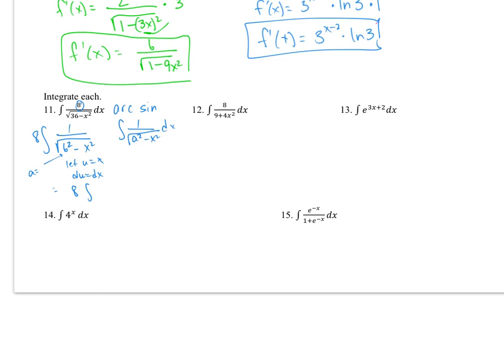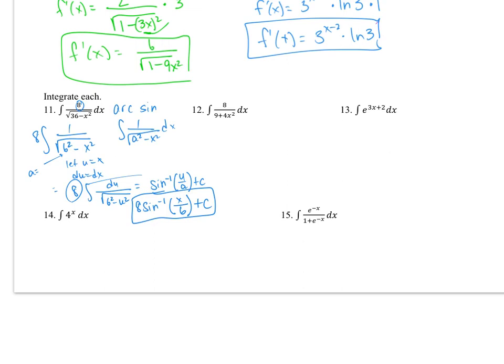8 times the integral of, we're going to substitute that dx to be du. We're going to make this our 6 squared minus the u squared. And this ends up being the arc sine, so the inverse sine, of u over a plus c. So this answer is u, which is x, over a, which we called 6, plus c. And don't forget we had this 8 on the outside right there. So we still got that 8.